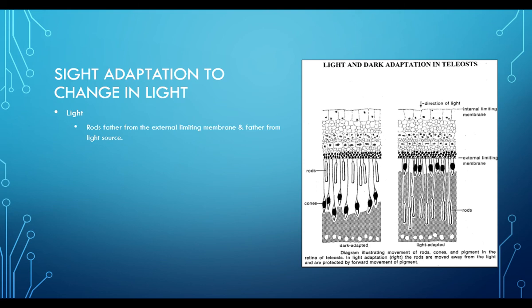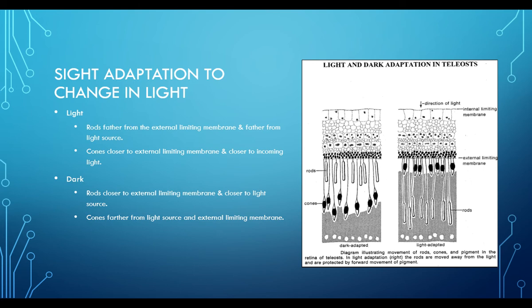As this is on the right, you don't want your rods to be too close because there's a lot of light incoming, while the cones are closer to the external limiting membrane and thus closer to the incoming light. While in the dark on the left, the rods are closer to the external limiting membrane and closer to the light source. So you would want this because you want the most amount of incoming light to hit the rod so that you can perceive information, while the cones are farther from the light source and external limiting membrane.